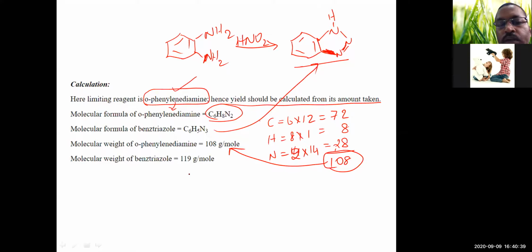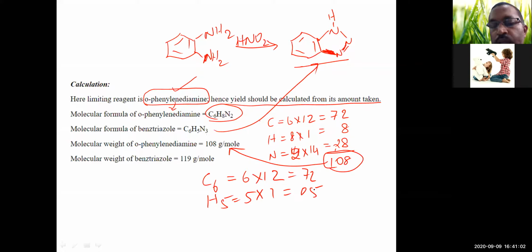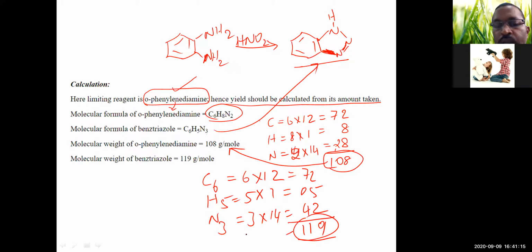So similarly, for calculating the benzotriazole, C6, that is 6 into 12, which is 72, H5, which is 5 into 1, so 5, and then you have N3, that is 3 into 14, which is 42. So it comes to 119. So this is how we calculate the molecular weight of the benzotriazole.